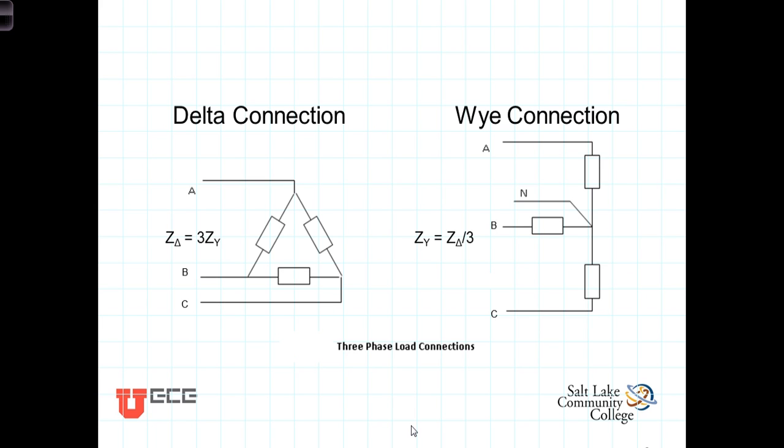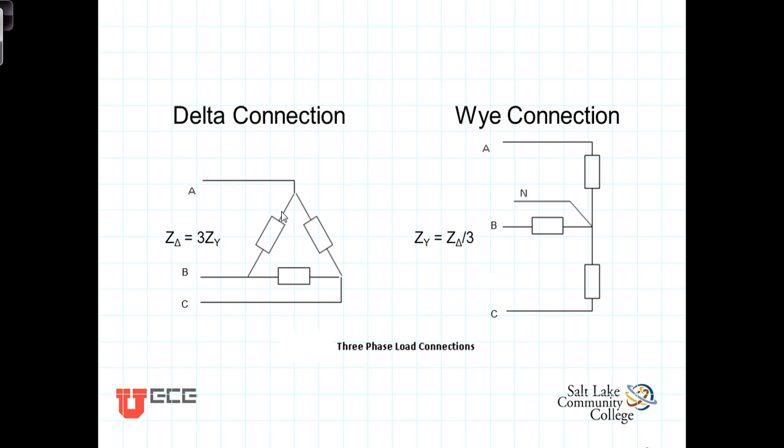In this video we're going to look at the differences between the delta and the Y connections. When you're connecting the three different branches of a three-phase circuit, there's two different ways that you can do it and still maintain the balanced nature of the circuit. In this left-hand option, we're looking at the load side, but these could just as easily be source sides also.